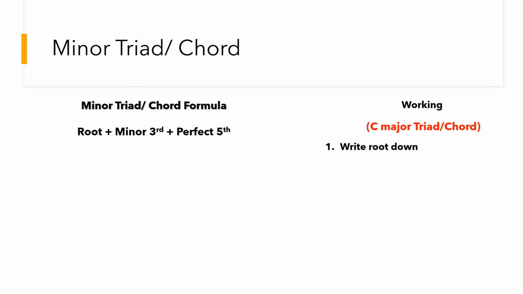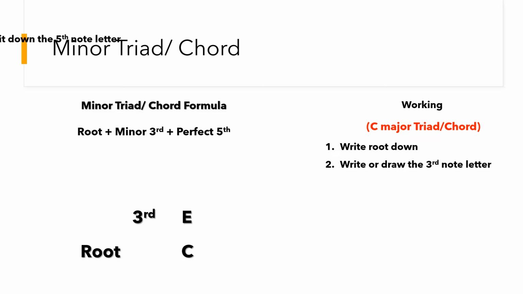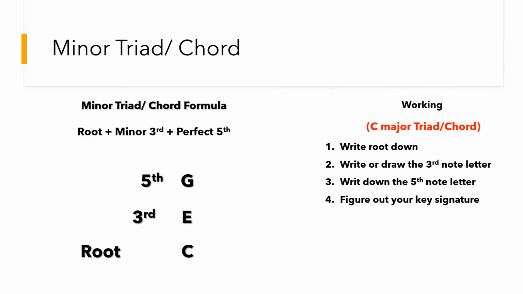You have to write down your root, which is C. You have to write down or draw your third, which is E, because a third up from C is C, D, E. Write down your fifth, so a fifth up from C would be C, D, E, F, G. So the note we're writing is G. Then figure out your key signature, and the key signature always comes from your root. Good. And you have to make sure that your note types are correct.